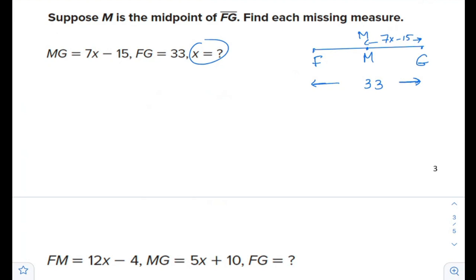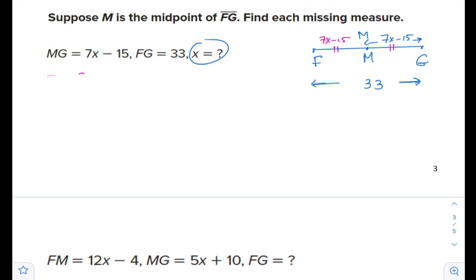We have many ways to solve it. We can conclude that this is 7x minus 15. So we can say that 7x minus 15 plus 7x minus 15 is equal to 33. Why is this the same? Because this side is congruent to that one, because M is the midpoint. We can do it this way, and we solved it.